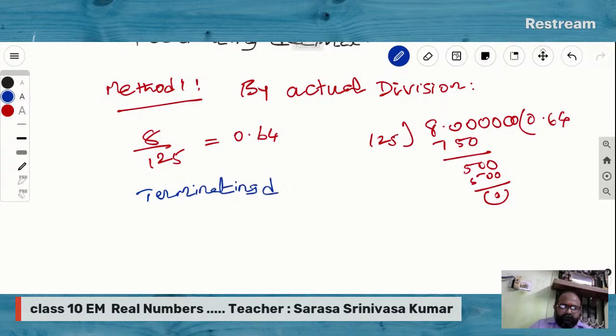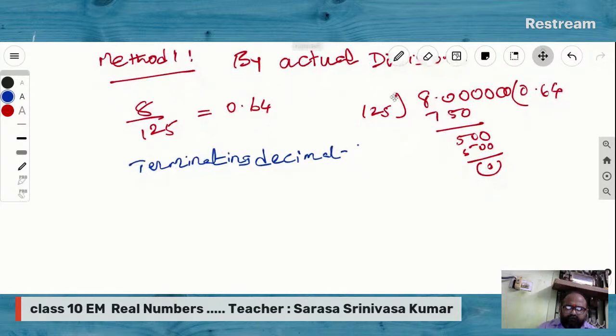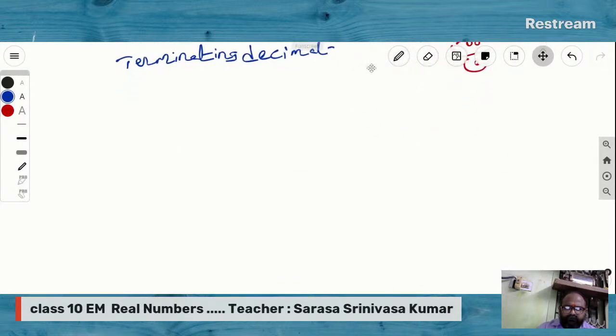Terminating decimal. So students must adopt the right method, depending upon whether you should do it without actual division or by the actual division method. Depending on the nature of the question, students must answer this problem. Now the second problem, second Roman. In this second Roman, it is strictly without actual division.